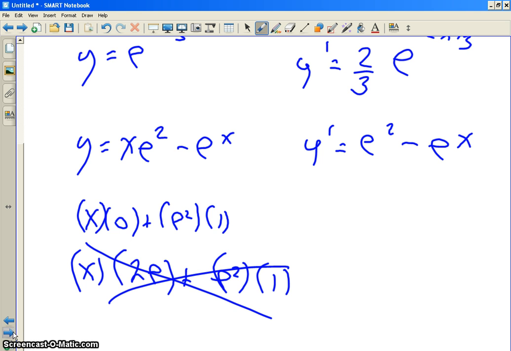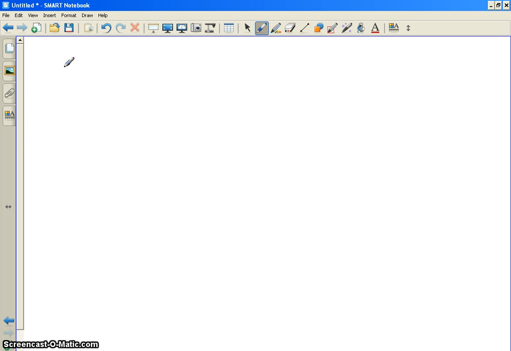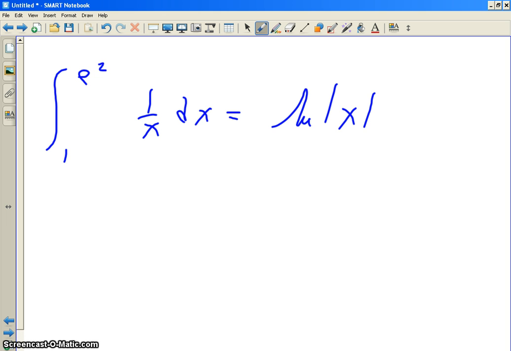All right, here we go. The definite integral from 1 to e squared of 1 over x dx. What's the antiderivative of 1 over x dx? ln absolute x. Sometimes there's negatives. We can get rid of it. Don't forget the absolute value. In this case, the absolute value doesn't matter because I'm plugging positive numbers from 1 to e squared, but whatever.